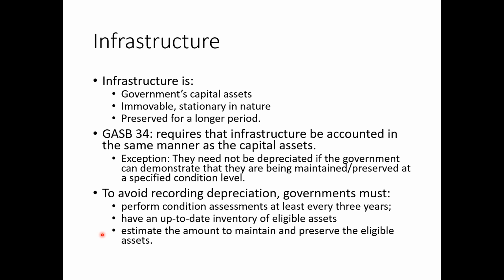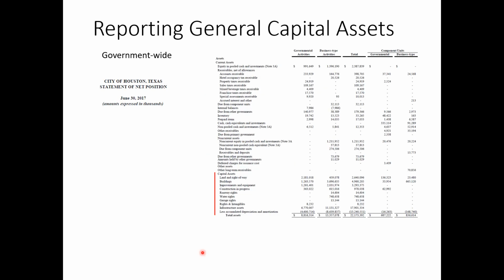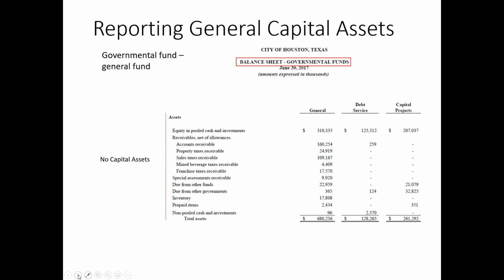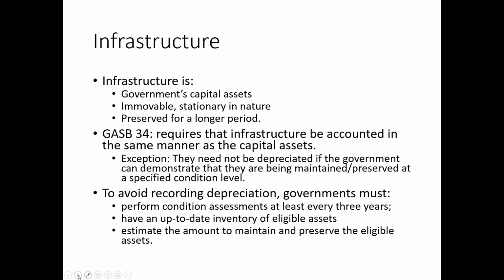Infrastructure. We go back to the previous slides. You can see infrastructure in Houston could be the biggest capital assets. Infrastructure assets, we understand, right? We have the highways. So many, for example, highways, bridges, all these are infrastructure assets. Infrastructure is government's capital assets. Okay, they're immovable, stationary in nature, and they will be preserved for a longer period.